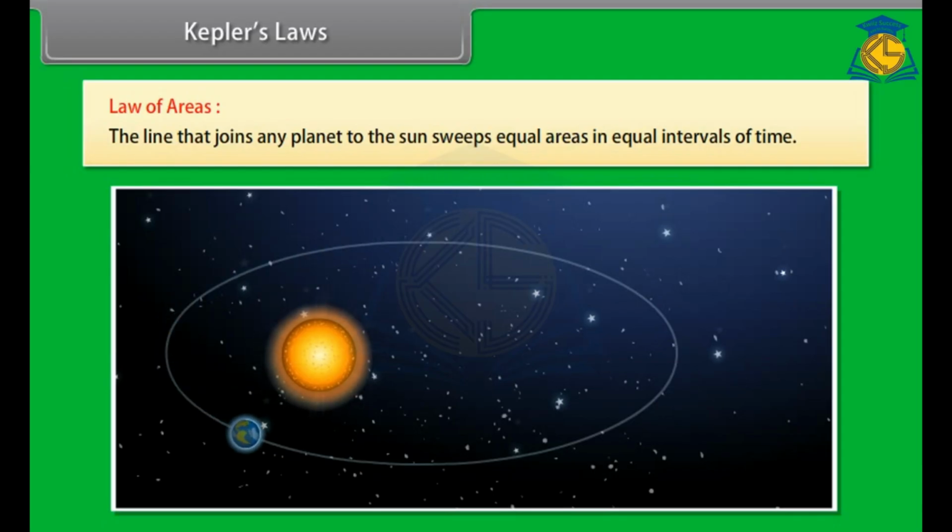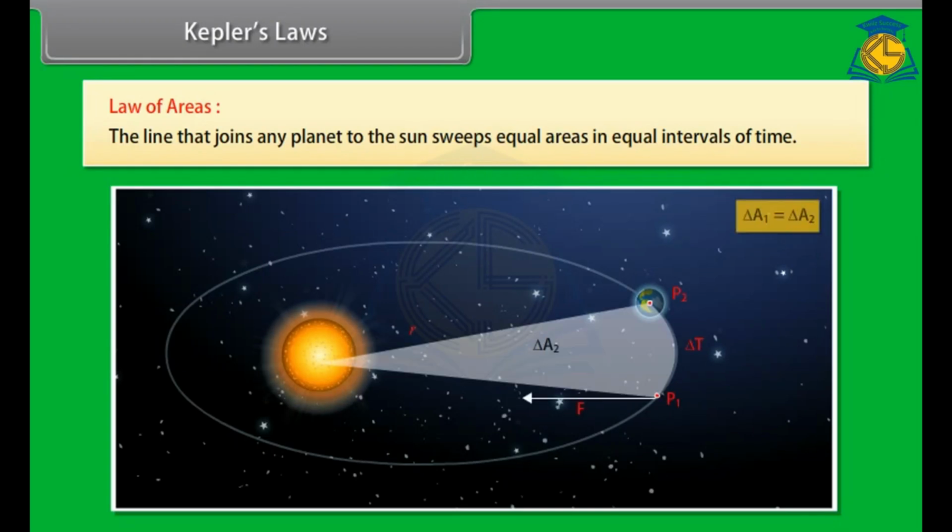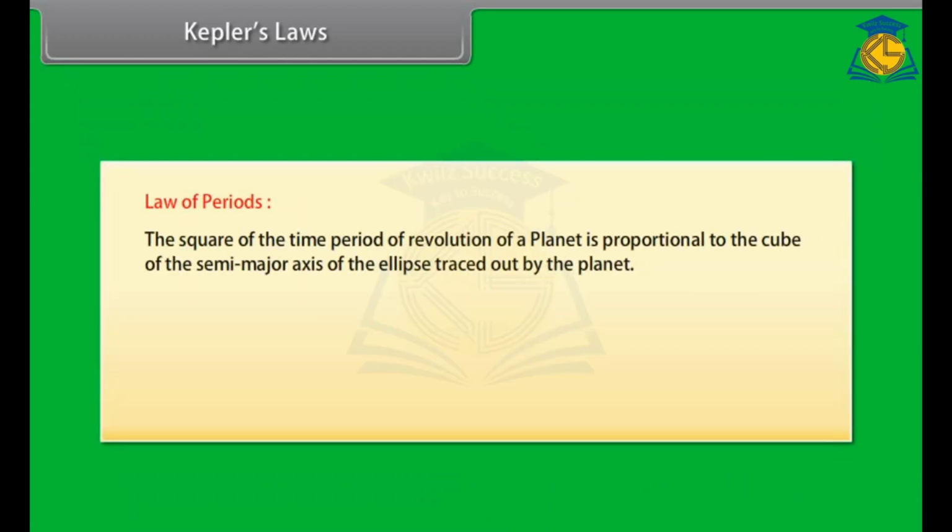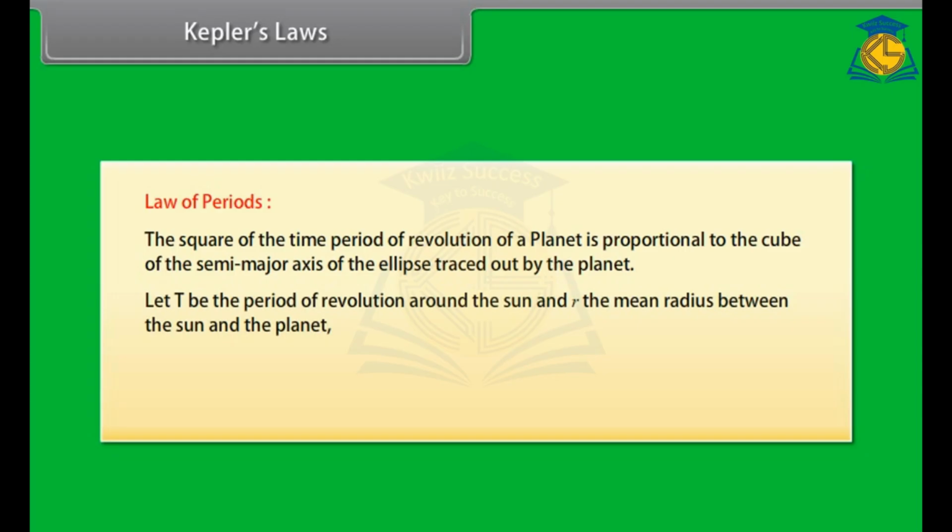This law comes from the observation that planets appear to move slower when they are farther from the Sun than when they are nearer. Law of periods. The square of the time period of revolution of a planet is proportional to the cube of the semi-major axis of the ellipse traced out by the planet. Let T be the period of revolution around the Sun and R the mean radius between the Sun and the planet. T square is directly proportional to R cube. T square is equal to K R cube.